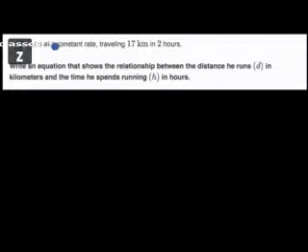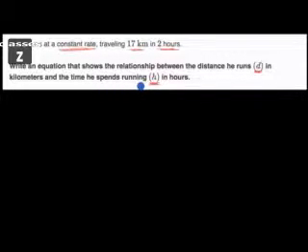We're told that Justin runs at a constant rate, traveling 17 kilometers in 2 hours. Write an equation that shows the relationship between the distance he runs, d, in kilometers, and the time he spends running, h, in hours. So pause this video and see if you can work through that on your own before we do it together.